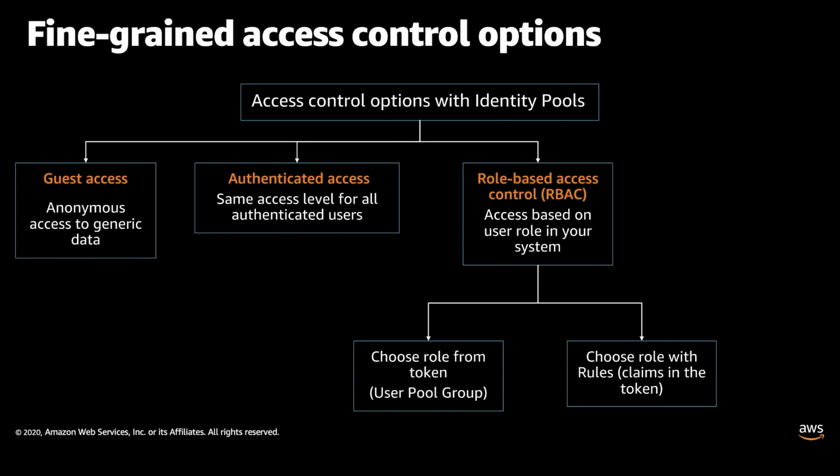The other option for rule-based access control is to choose a role based on the values of claims or attributes in the token. This allows you to check values of certain claims in the token and create matching rules to decide which IAM role to assume.